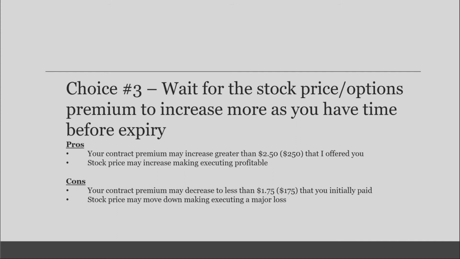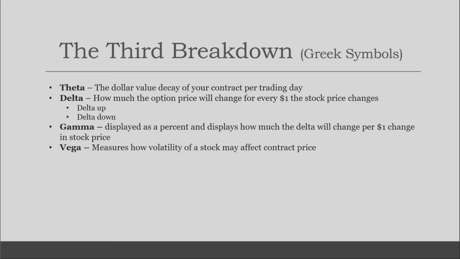But why exactly would the premium decrease, and what causes the premium to decrease or increase? This is where the third part of the breakdown occurs. This is where we talk about Greek symbols. To put it into better perspective, Greek symbols are the most popular and most viewed datasets when it comes to options, as they determine the rate of change as well as the actual change in options premium. So let's go ahead and break down each of these Greek symbols.